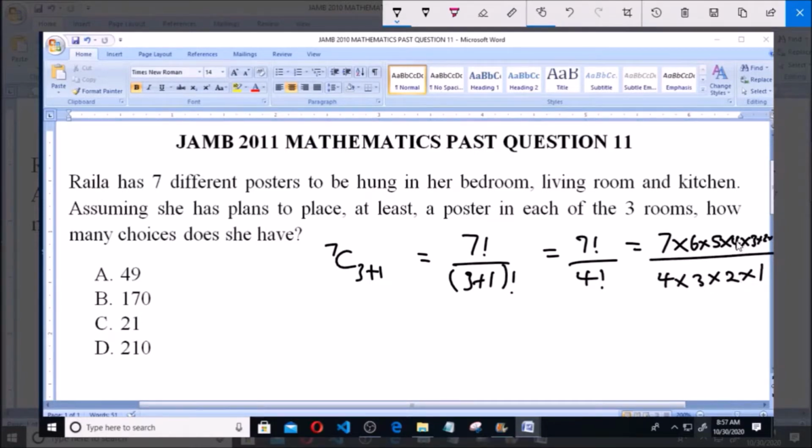Now we cancel 4 times 3 times 2 times 1, so we are left with 7 multiplied by 6 multiplied by 5, and this is equal to 210. So she has 210 choices, and that is option D.